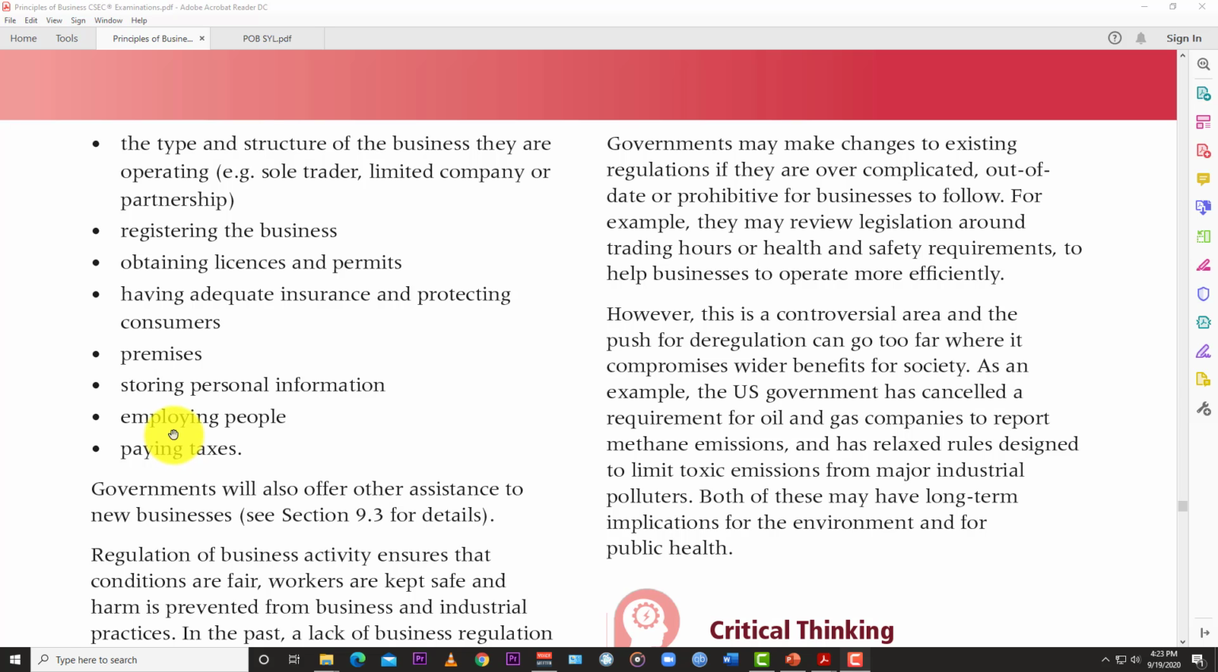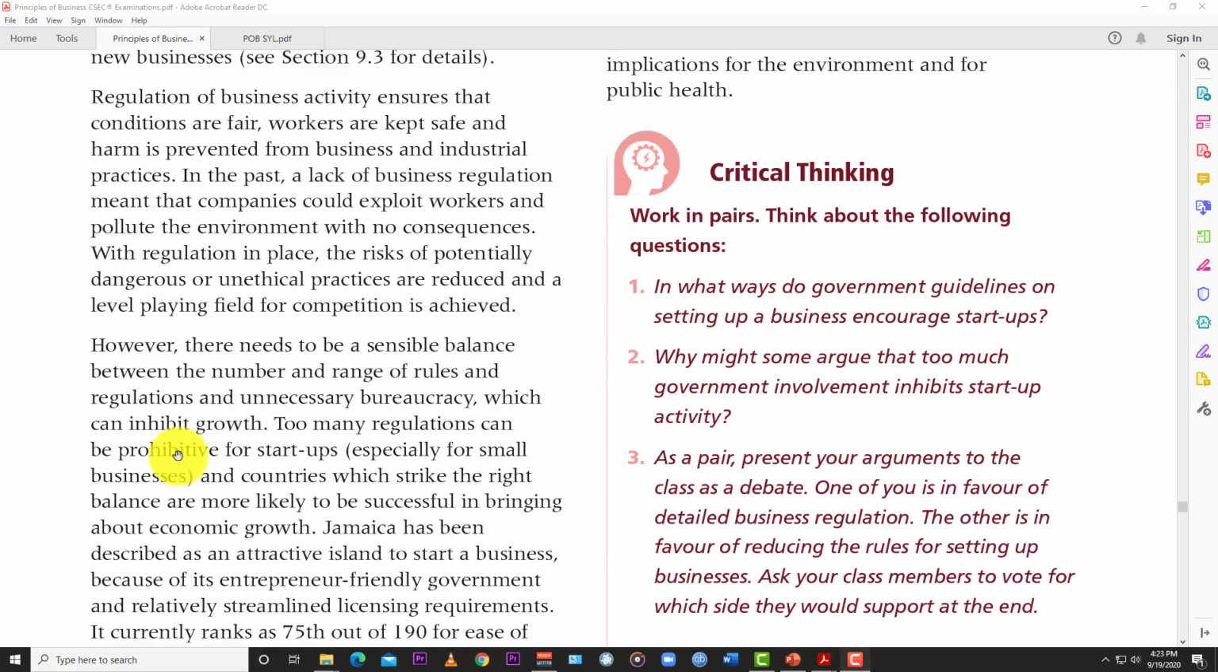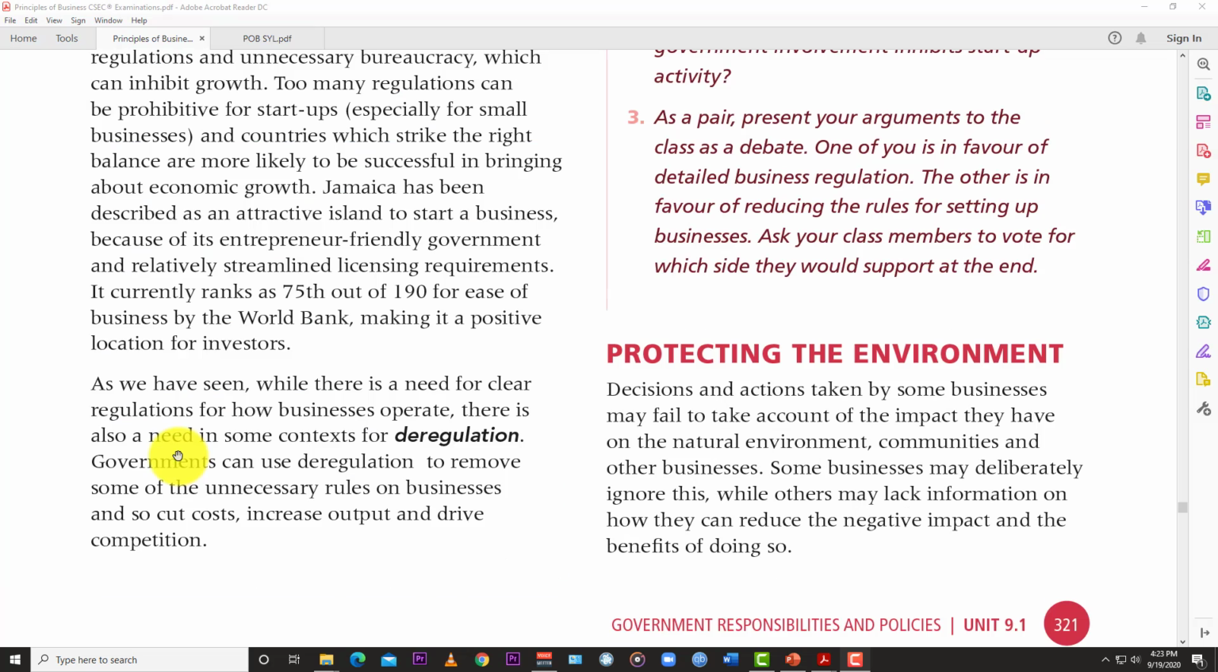This is part of the regulatory body that the government has in place to protect and to make sure that businesses are doing what they have to do, how they should be done. All right, so all these are, again, responsibilities of the government to the economy.